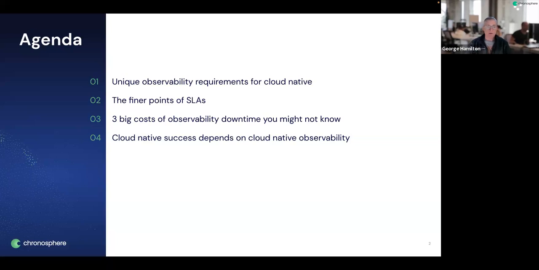And then we'll focus on what the three big categories of costs are when you have either downtime or performance issues with your observability platform that you might not be aware of. And then we'll show what really good observability looks like, what reliability is, and what the benefit is, especially in cloud native environments. So let's just jump right into it.